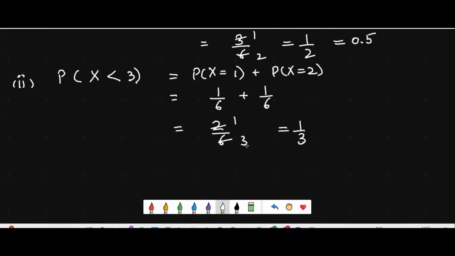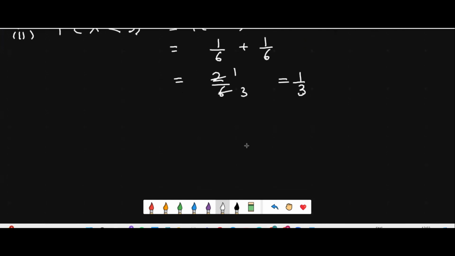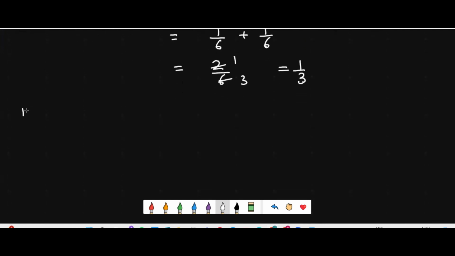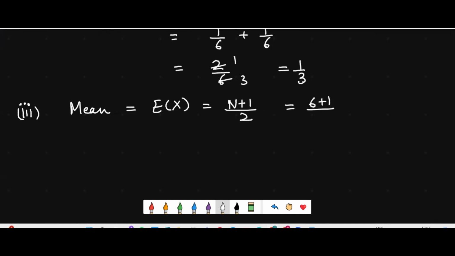Now, how can we calculate the mean and the variance? It's very simple. We can just apply here: the mean is given by the expectation of x, that is n plus 1 upon 2. So here our n is 6. So we get 7 upon 2. That's 3.5.